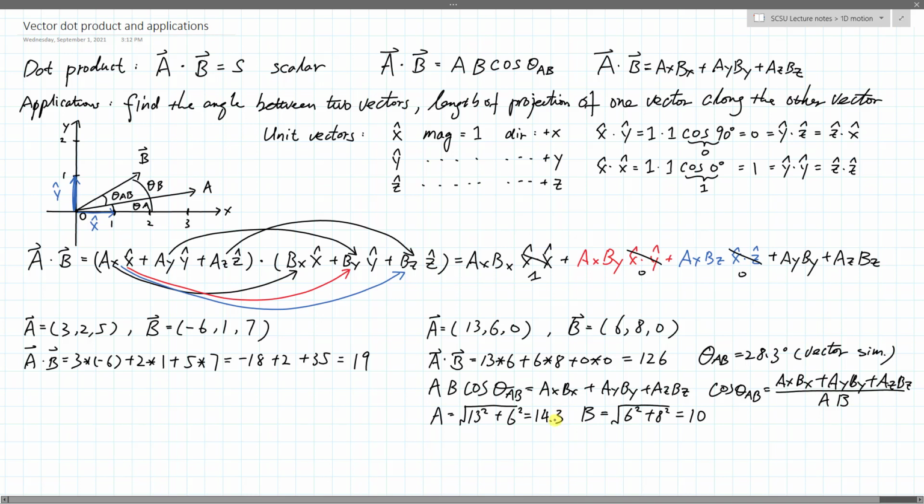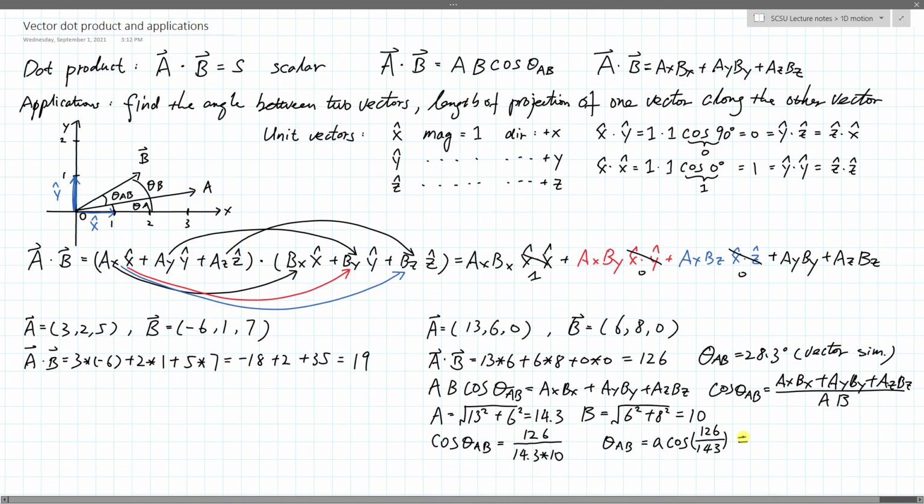All right. So now we can get the cosine. The cosine of angle AB is just the top portion, the dot product, 126, over the bottom, which is 14.3 times 10. Then we can calculate the angle, which is the arc cosine of this whole fraction. So this is 126 over 143. Good thing the denominator is greater than the numerator, otherwise we wouldn't really have an angle.